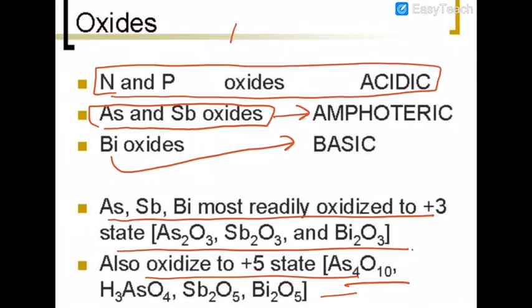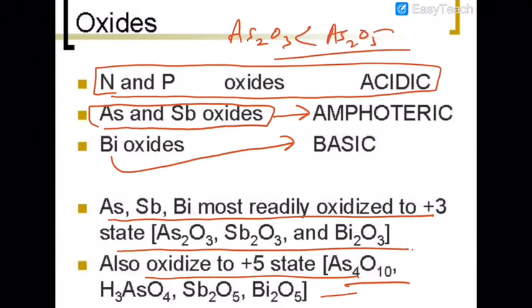So remember that As2O3 is less acidic than As2O5. Similarly, P2O3 is less acidic than what? P2O5. So higher oxidation state means more acidic nature.